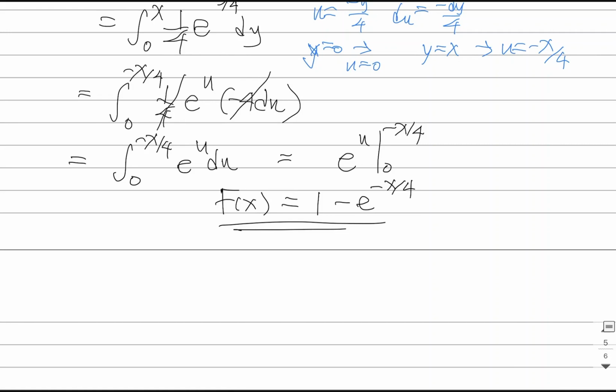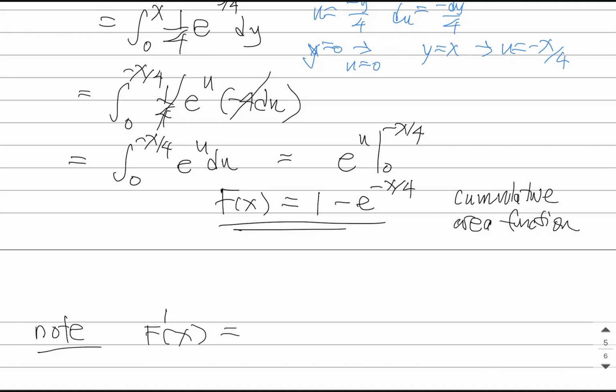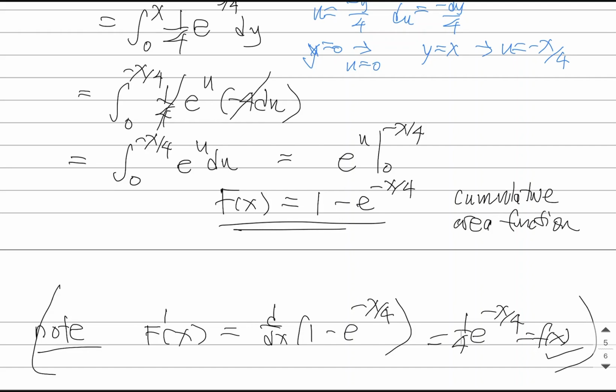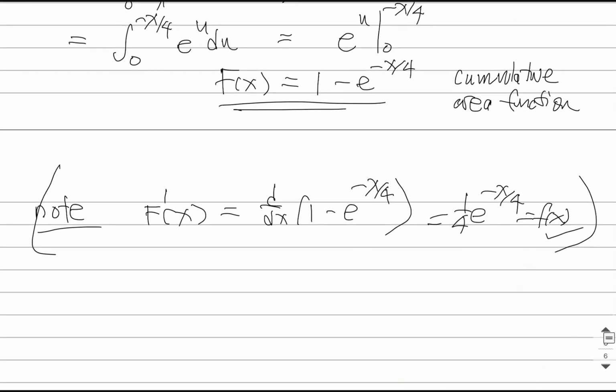You might say, Alan, I don't get it. Why did we bother doing that? This is what's called in calculus a cumulative area function. It calculates all the area from the beginning limit up to and including x. And that's the important thing here. Now note, if I were to take the derivative of this, I should use the chain rule, and I would get 1/4 e to the negative x over 4, which is equal to the density like it's supposed to. So I'm very happy about that. That does exactly what I expected.